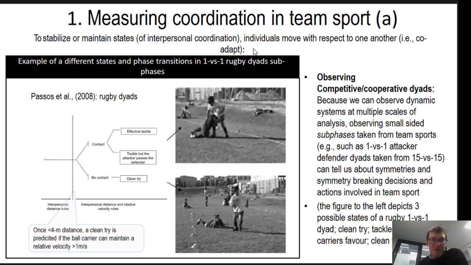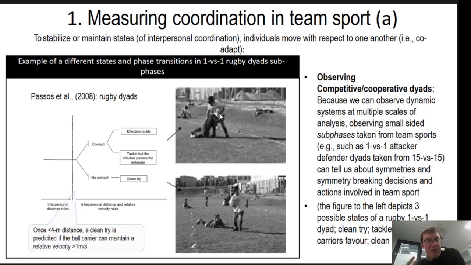And the researchers described, okay, there are three possible states for this system. Like when we talk about states, you've got in-phase states, anti-phase states. So in this situation, we have three possible states. There's a state where the system is driven to this guy getting past without the other guy making any contact. That's one possible state, and that's a clean try. Another possible state is that he gets effectively tackled. So he just gets stopped in his tracks and perhaps even pushed backwards and into the ground. That's an effective tackle.